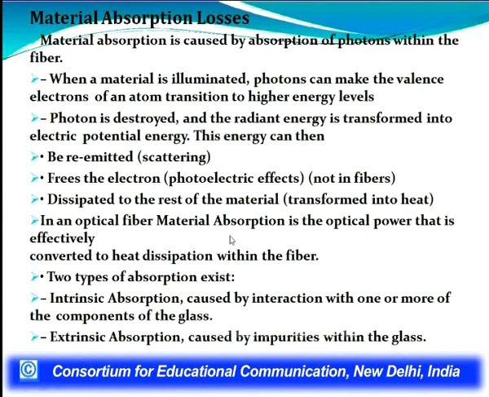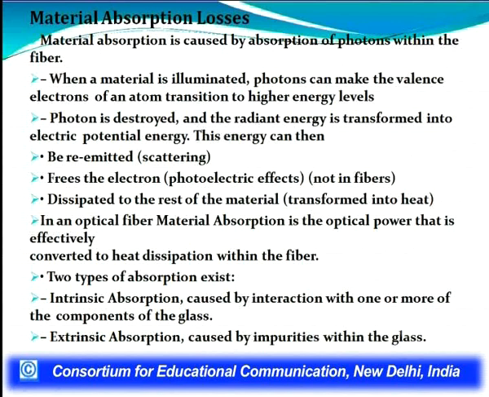Freeing the electrons is the photoelectric effect, not in the fibers. The rest of the energy dissipates into the material as heat. In the optical fiber, material absorption is the optical power that is effectively converted to heat dissipated into the fiber. The two types of absorption that exist are the intrinsic absorption and the extrinsic absorption.